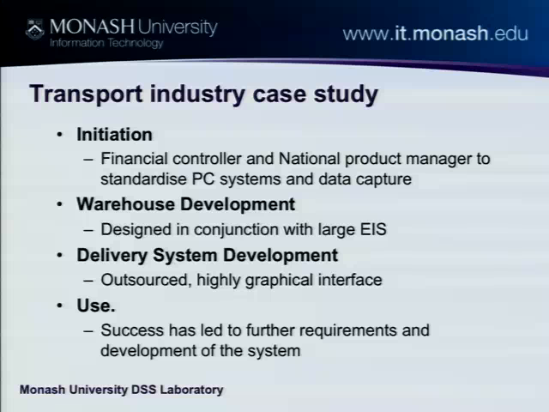So that first failed case study was very different. Usage was quite successful, and in fact there's been a number of evolutionary cycles since then, but the emphasis was placed very much on the delivery system, not the warehouse itself. So again, we reckon our model supports the success factors there.